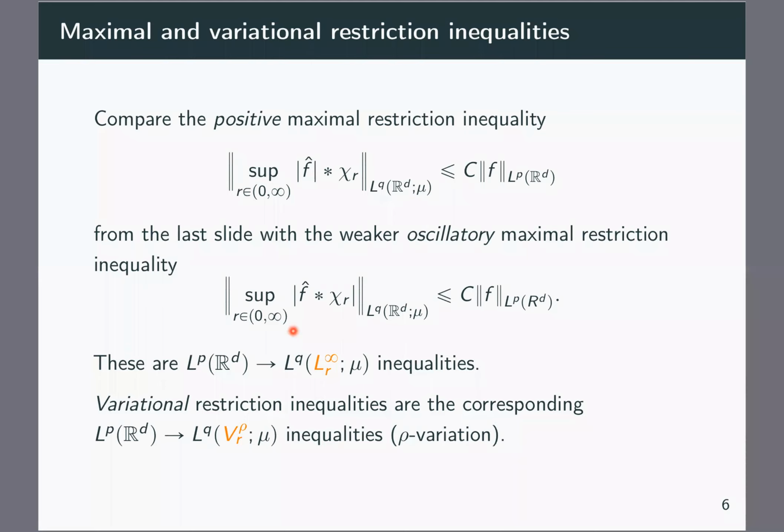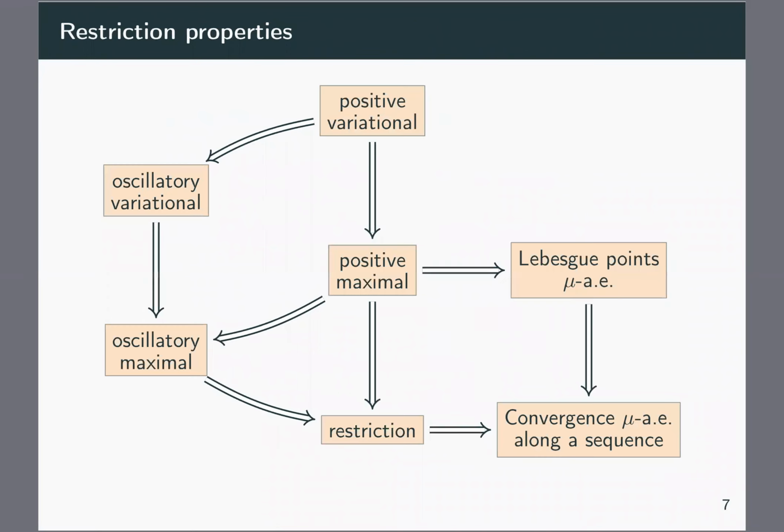You could replace this L infinity norm in r by a variation norm, let's say a rho variation for some exponent rho. This would be a stronger inequality. You will get a stronger positive and a stronger oscillatory inequality. So here's a diagram of all those restriction properties. On the left-hand side, you can see the oscillatory inequalities. In the middle, there are the positive inequalities, and at the bottom, there is usual restriction. And at the right-hand side, there are pointwise convergence results.